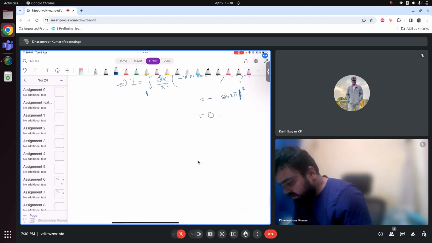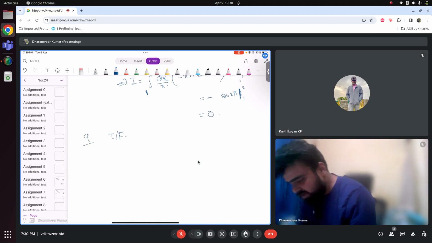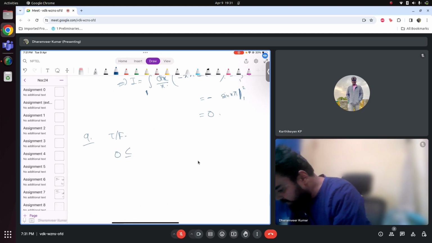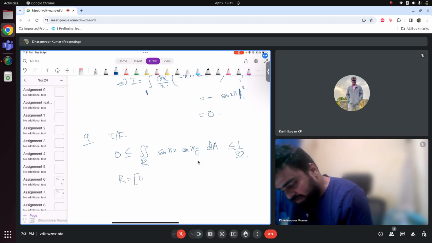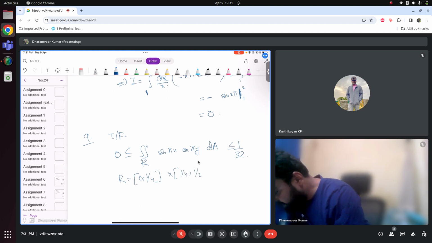Okay. Now 9th question. It's a true and false question that if we take double integration over this R region, it's a region of sine pi x cos pi y dA, double integration, R equal to 0 to 1 by 4 plus 1 by 4 to 1 by 2.